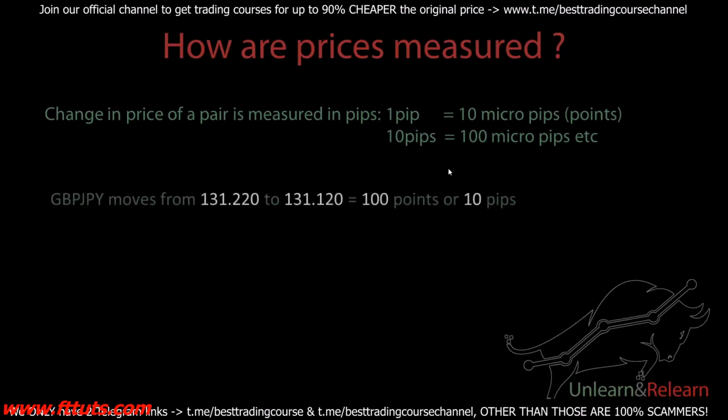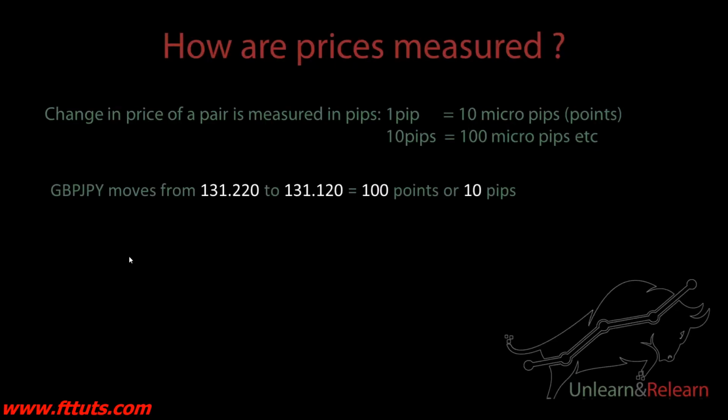Let's say GBPJPY moves from 131,220 to 131,120. That's a difference of 100 points, which also means a difference of 10 pips. If you had a buy order at 131,220 and price moved 10 pips below, you're going to be in negative 10 pips. But if you had a sell order at 131,220 and price moved to 131,120, now you're going to be in positive 10 pips. Some people are very new, so this is very important.